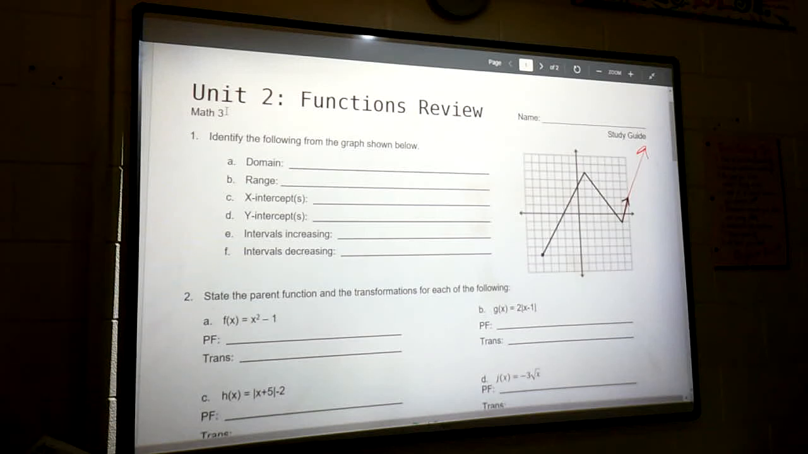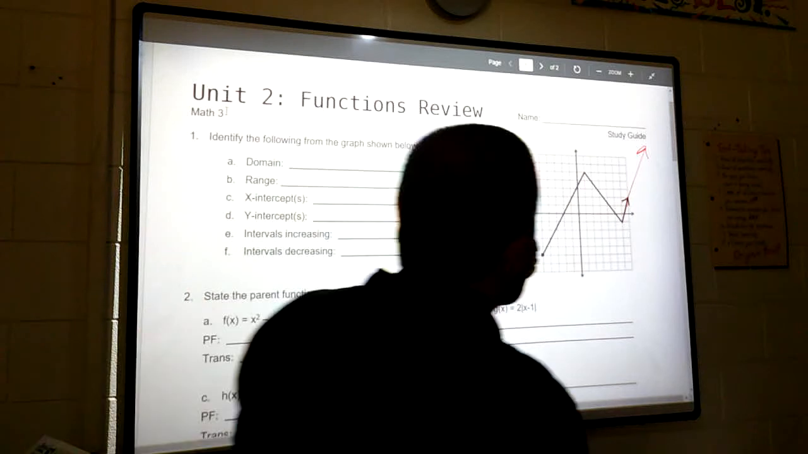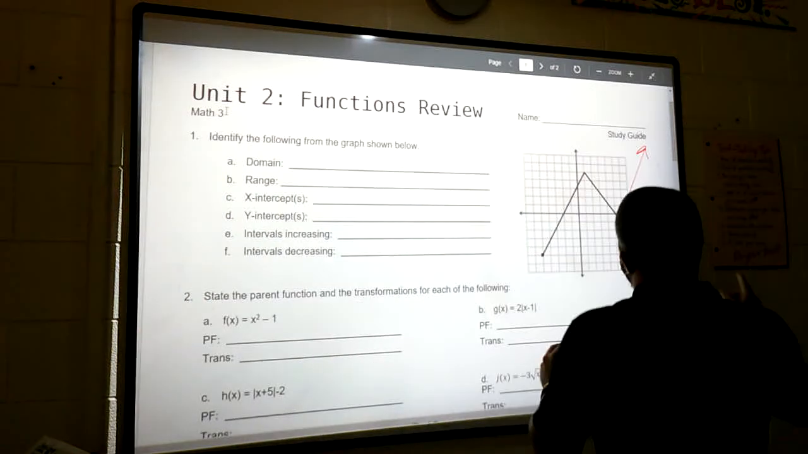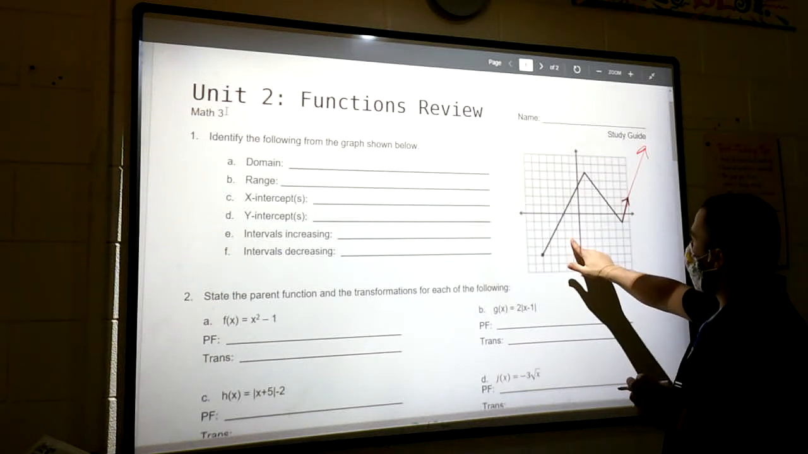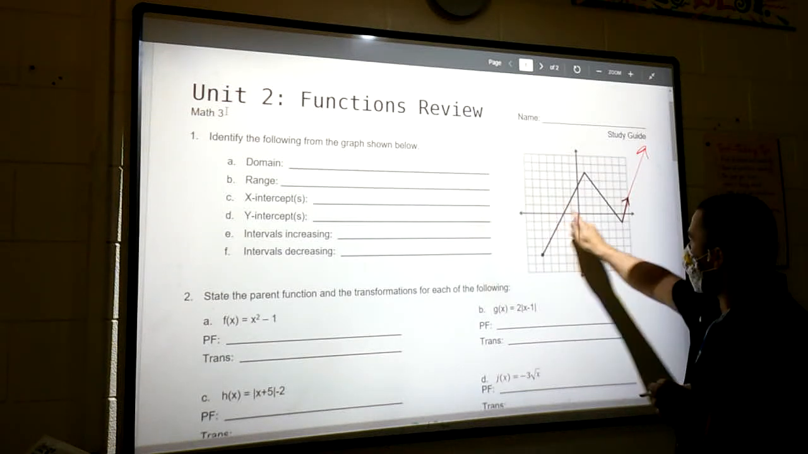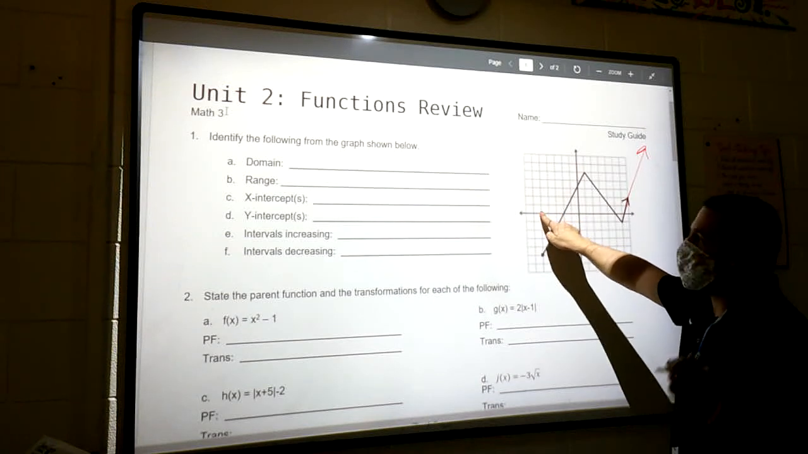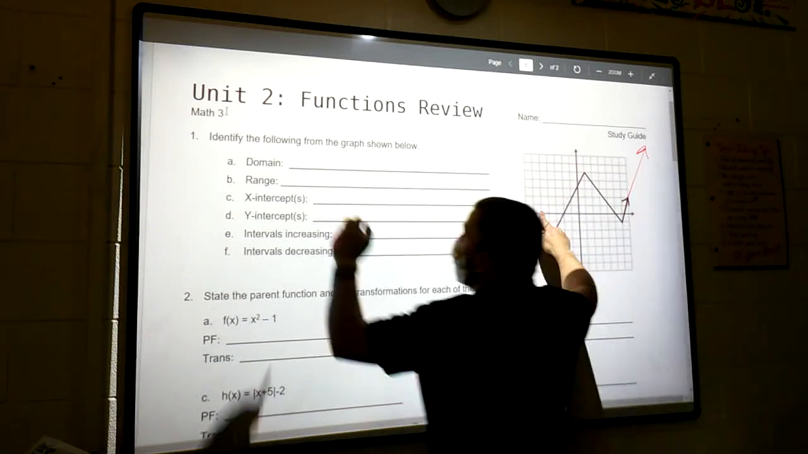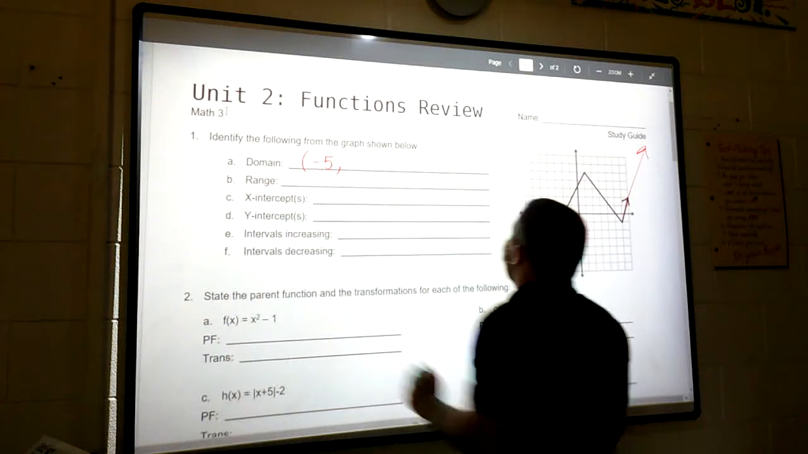Decreasing, you've got all of those things. So there's 6 different things. So the domain is left and right. The domain is how far does the graph go to the left and how far does the graph go to the right. So in this case, how far it goes to the left is -1, -2, -3, -4, that's -5. So the domain goes from -5 all the way across.